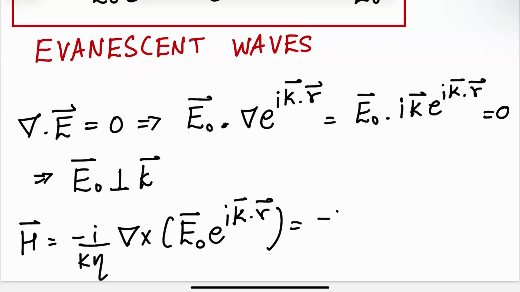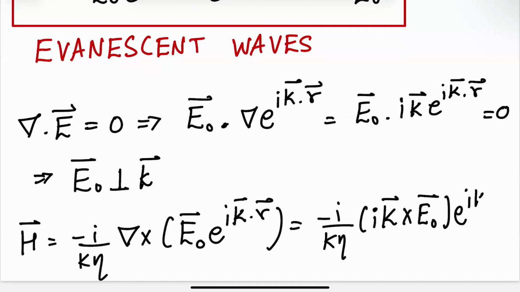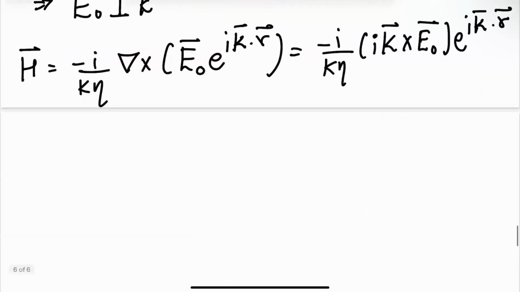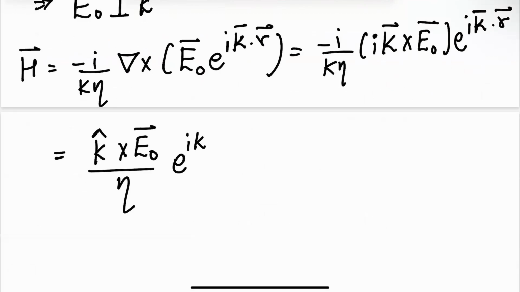Right, so this is nothing but minus i over k eta times the curl of a vector times a scalar. You can also do it. It turns out to be i k cross E naught times e to the i k dot r. And that is equal to nothing but k hat cross E naught over eta. The i and minus i cancel, k vector over k is k hat, and then you have the 1 over eta, e to the i k dot r.